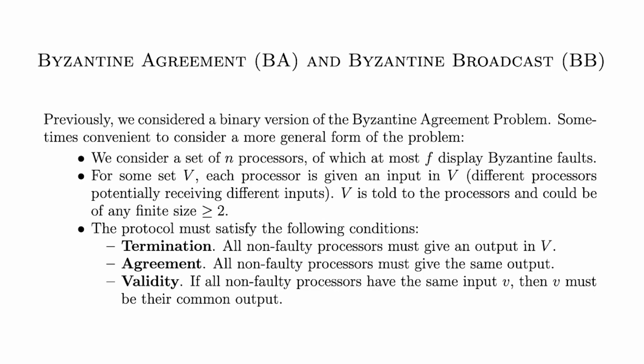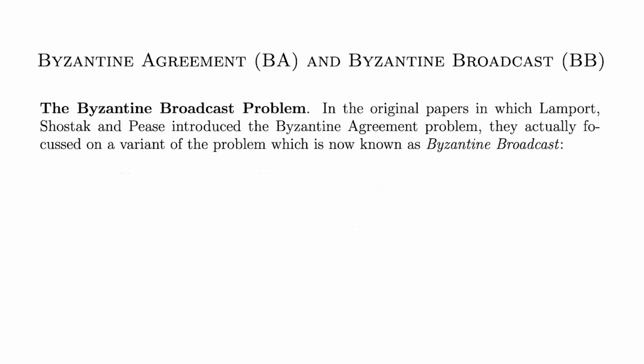Okay, so that's our first version, Byzantine agreement. Then here's another variant, which you're going to have to memorize. It's a simple variant though. In fact, in the original paper where Lamport, Shostak, and Pease introduced the Byzantine agreement problem, they focus most of the time on this variant, which is now called the Byzantine broadcast problem.